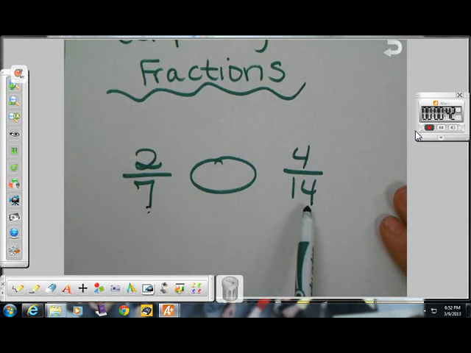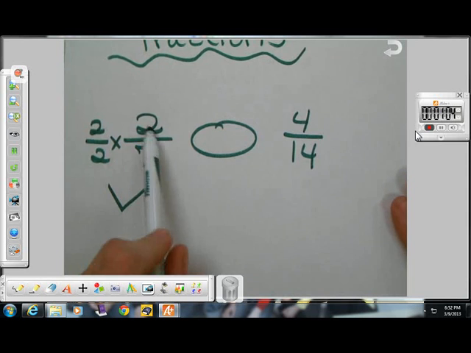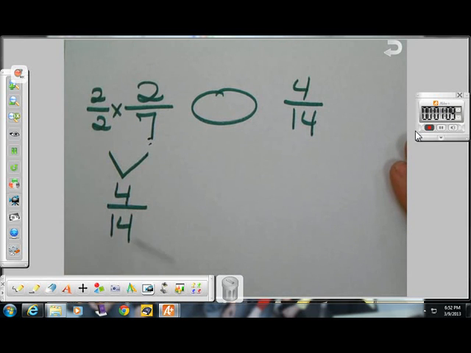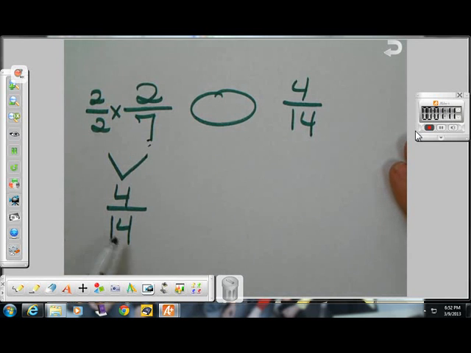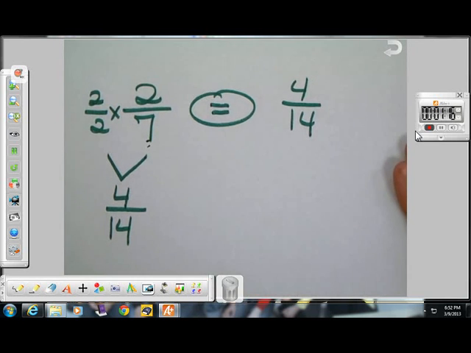I know that 7 times 2 is 14. So since I'm finding an equivalent fraction, I'm going to multiply 2/7 by 2 over 2. 2 over 2 is equal to 1, so I know that anything times 1 is itself. So 2/7 times 2 over 2 is going to give me an equivalent fraction. 2 times 2 is 4. 7 times 2 is 14. When I compare, 4/14 is equal to 4/14.